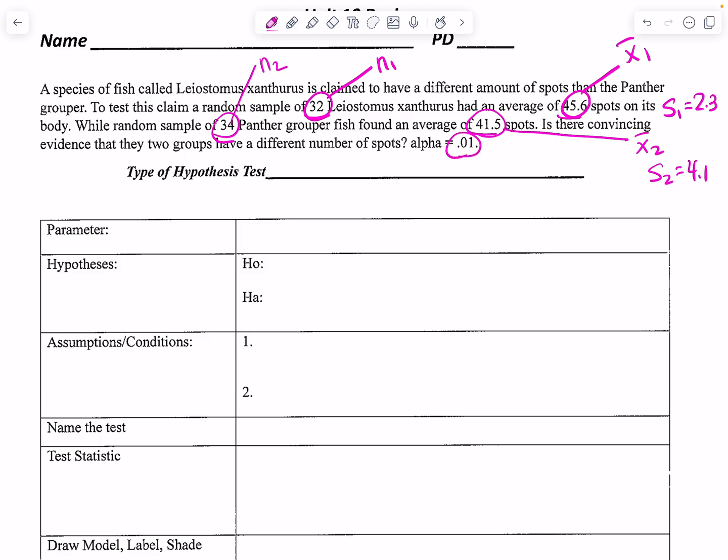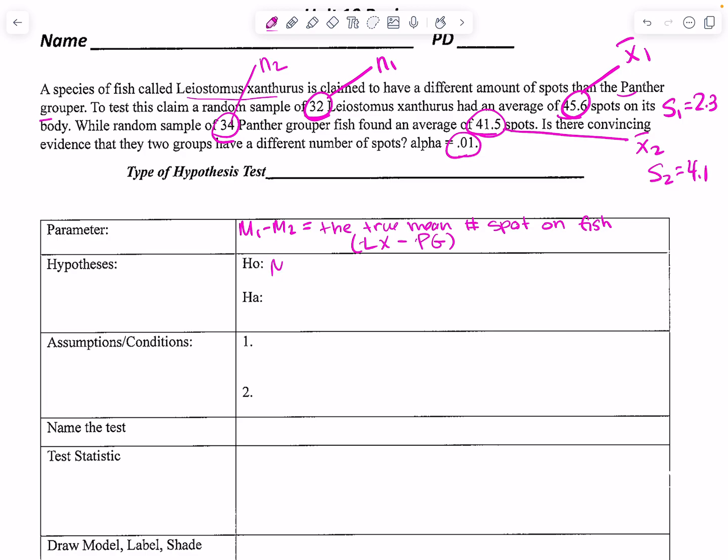My parameter for this one, because it's means, is mu, so mu1 minus mu2 is equal to the true mean number of spots on fish. And I'm going to call it my LX fish because it's actually a real fish. You can look them up. Minus the grouper fish, the panther grouper. We'll pull up PG, panther grouper.